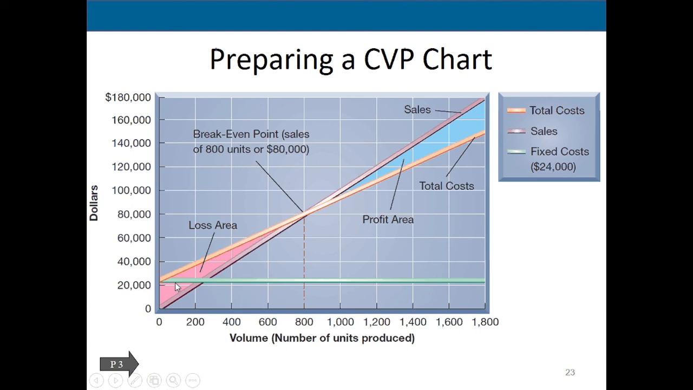Fixed cost is $24,000 within the relevant range. It's always going to stay the same at $24,000. And therefore, we should be able to kind of figure out, if we know what our variable cost per unit is, right? What was variable cost per unit? Does anybody remember? It was $70 a piece, right?